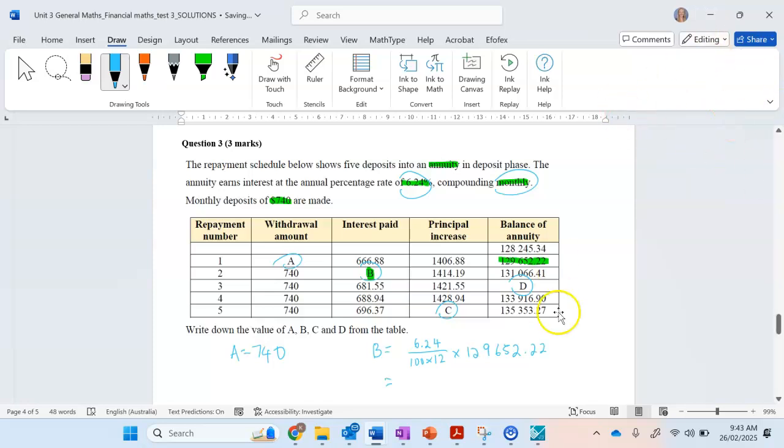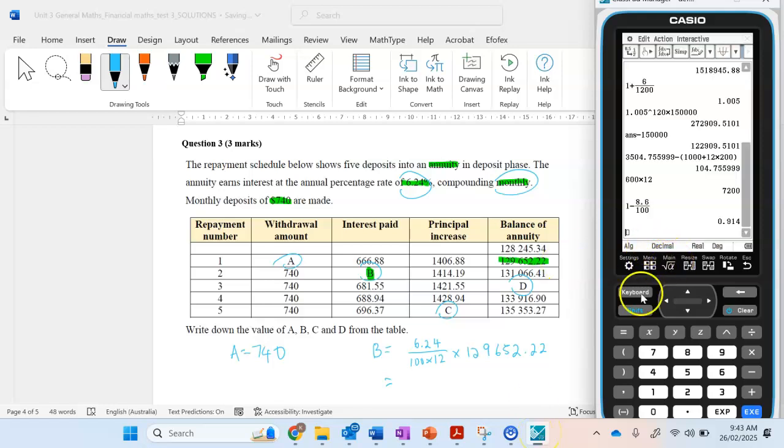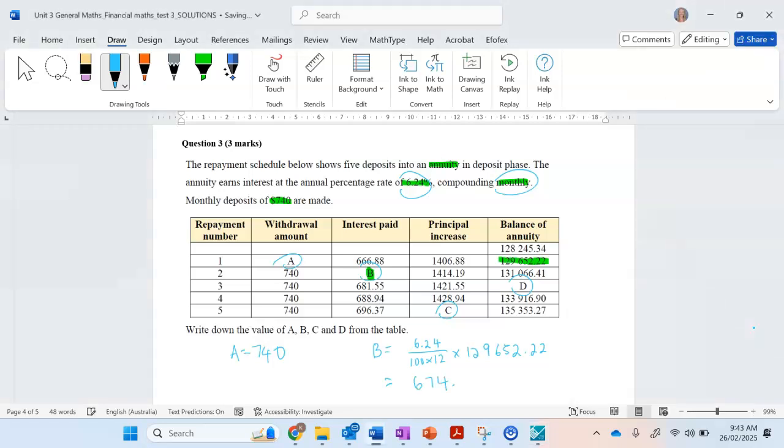All right, let me just plug that into the calculator. Whoops, what's going on, guys? There we go. 6.24 over 100 times 12 times 129,652.22. All right, and that's going to be our interest, so 674.19. All right, so if you got those two, then you've got 1 mark.